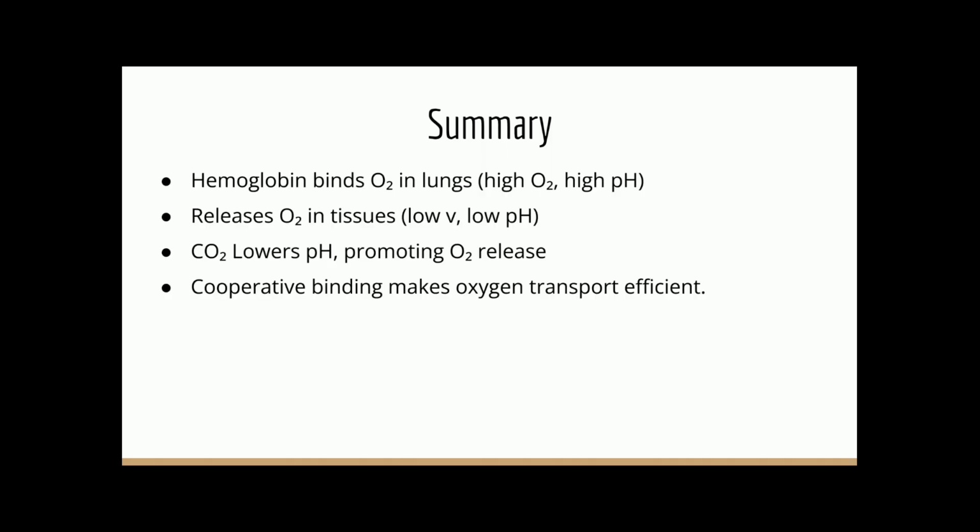To sum it up, in the lungs, where oxygen is high and pH is normal, hemoglobin picks up oxygen. In the tissues, where oxygen is low and CO2 is high, hemoglobin lets go of oxygen. Carbon dioxide helps by changing the pH, and this whole system makes sure oxygen goes exactly where it's needed.